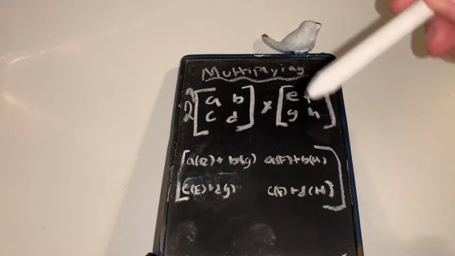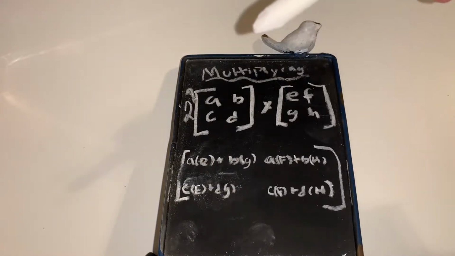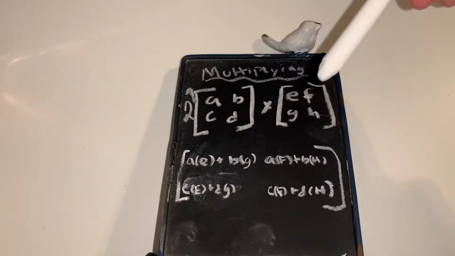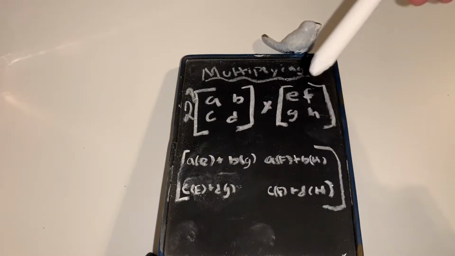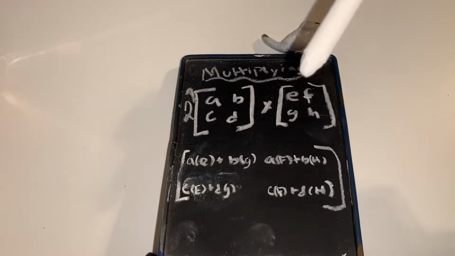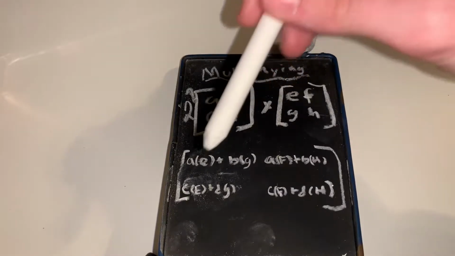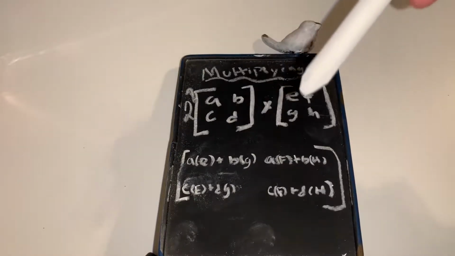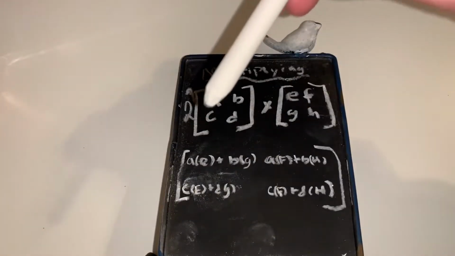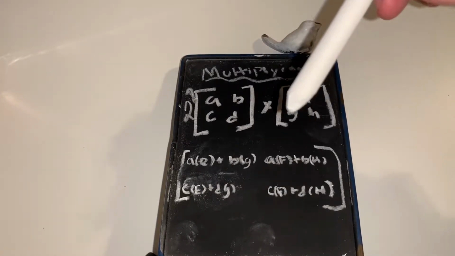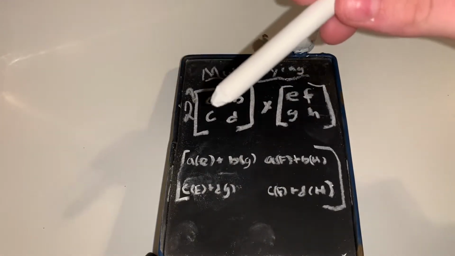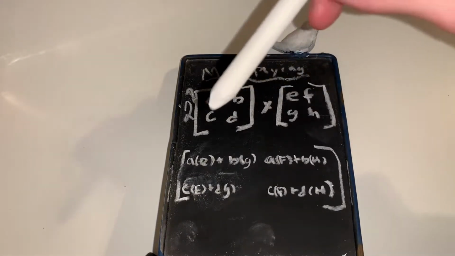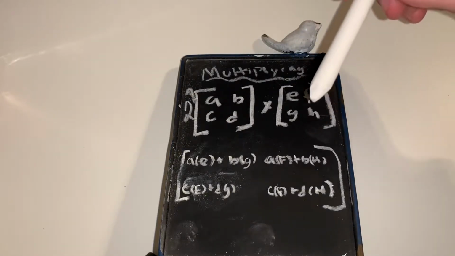Then, for the top right, you will do A times F plus B times H. This will give you the top right because they intersect here. This row intersects with this column at this F. So that is why they go there. C times E plus D times G goes in the bottom left because the C, D intersects with the E, G at this bottom G. Then you're going to do the C times F plus D times H because yet again they meet here at this bottom H.